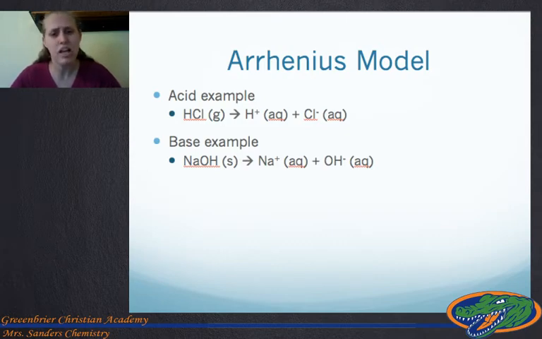Notice in the next example, we have NaOH, and this has the OH group. When it splits up, you're going to have a positive sodium and a negative OH, which is our hydroxide. So that is donating or giving the OH to the solution. So that is going to be considered an Arrhenius model base because it's giving up OH.